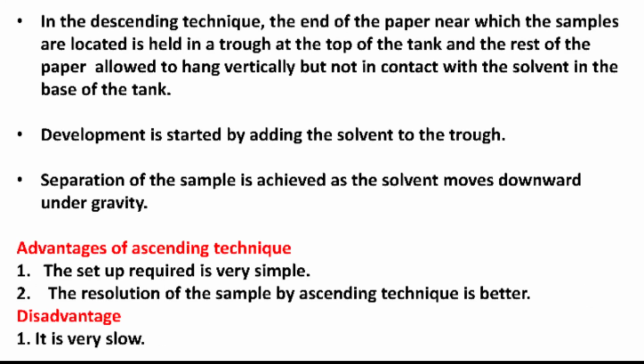In the descending technique, the end of the paper near which the samples are located is held in a trough at the top of the tank, and the rest of the paper is allowed to hang vertically but not in contact with the solvent in the base of the tank. Development is started by adding the solvent to the trough. Separation of the sample is achieved as the solvent moves downward under gravity.